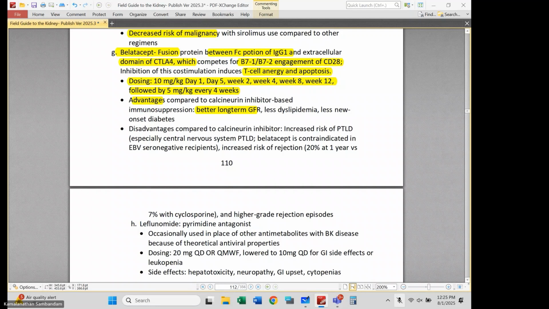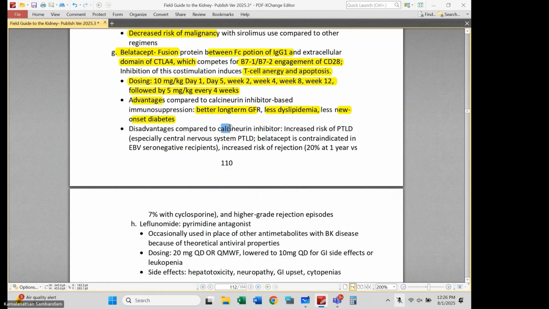So better GFR because you're avoiding some of the vasoconstrictive effects of calcineurin inhibitors that cause drops in GFR. There's less dyslipidemia, less diabetes post-transplant, okay? Those are all proven by these, the acronym is BENEFIT, okay? That's the acronym for the studies that were done comparing calcineurin inhibitor as standard therapy to co-stimulation blockade as an alternative to calcineurin inhibitors, okay?